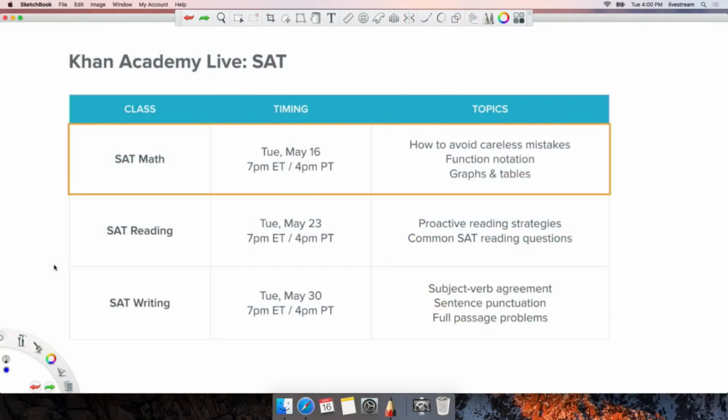Let's take a look. So like I mentioned, today's class is going to cover SAT Math. Next week on Tuesday, May 23rd at 7 p.m. Eastern, 4 p.m. Pacific, I'm going to cover SAT Writing followed by SAT Reading, followed by SAT Writing. And you'll see that all of these classes will happen on Tuesdays at the exact same time. So if you're able to make it today, you'll also be able to make it for the following classes.